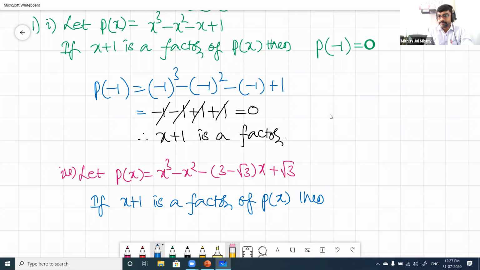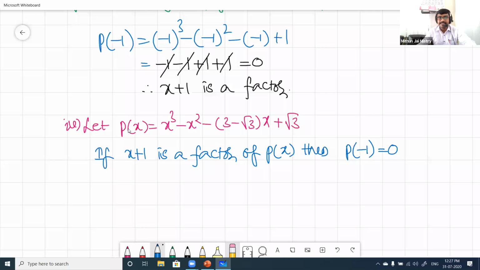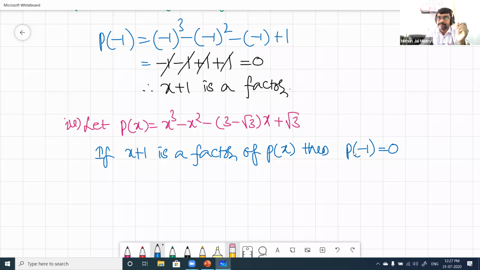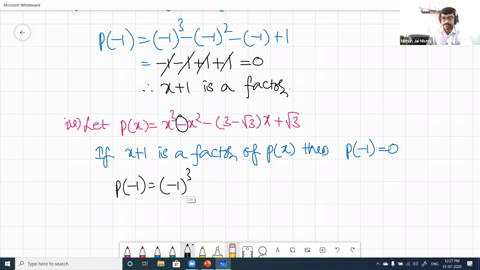actually when you divide, what will be the remainder? The remainder will be p of minus 1, and that p of minus 1 should be equal to 0. If you divide p of x with x plus 1, the remainder will be p of minus 1, and that remainder should be 0. So let me do this. Now I'm going to write p of minus 1. Careful, x cube means minus 1 whole cube, then minus x square, minus 1 square, minus 3 minus root 3 into minus 1 plus root 3.